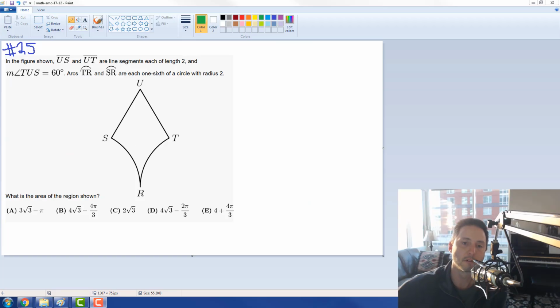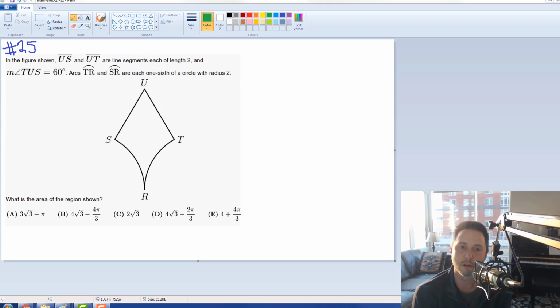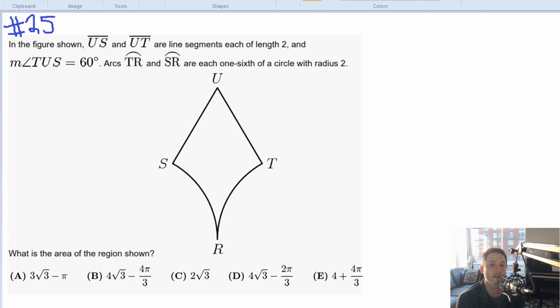Okay, number 25, geometry again. I would probably skip ahead to this if I was taking the test because I like geometry. I can see everything right there. I don't have to decipher. In the figure shown, US and UT are line segments each of length 2. Okay, before I even continue on, let's get those unit lengths on the figure.